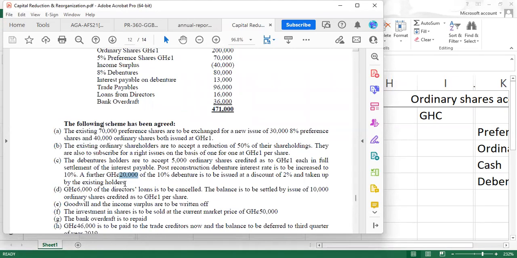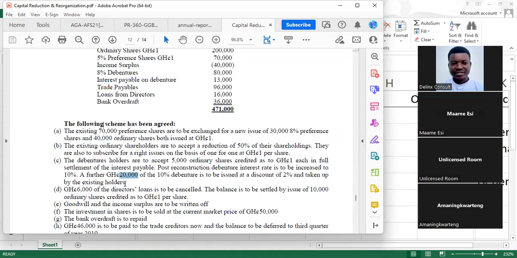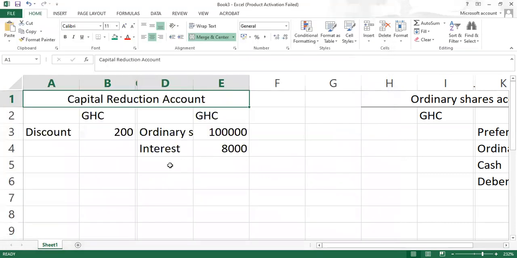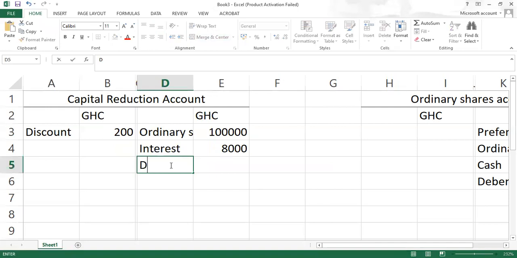6,000 of the director's loan is to be cancelled. The balance is to be settled by issue of 10,000 ordinary shares credited as 1 cedi per share. So what is the value of the director's loan? 60,000. But we are cancelling what they decide to cancel, 6,000. Would that 6,000 be a gain to us or a loss? A gain. Okay, so director's loan will give us 6,000.